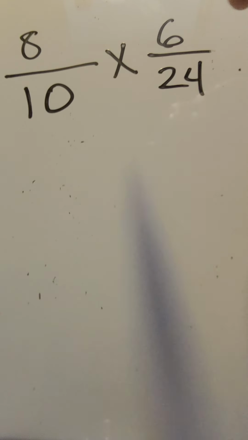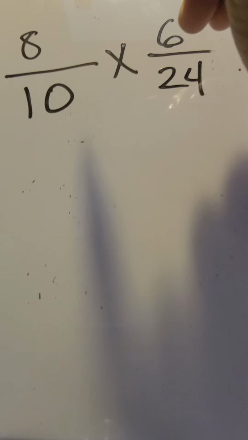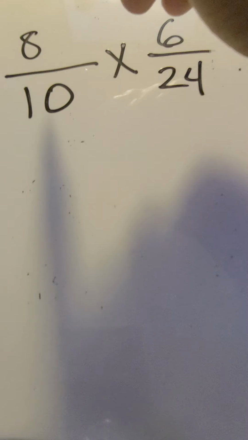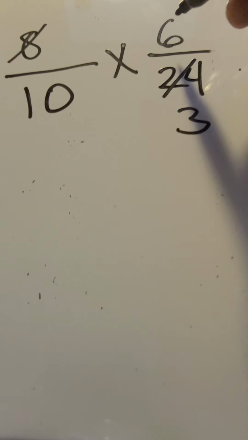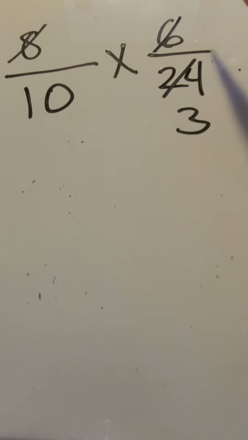Okay, so let's start with the 8. You say to yourself, 8 goes into 24 3 times. So that'll be 1. That'll be a 3. Two even numbers. Divide both by 2. You get 3. 10 divided by 2 is 5.